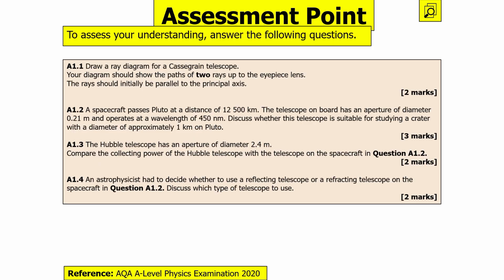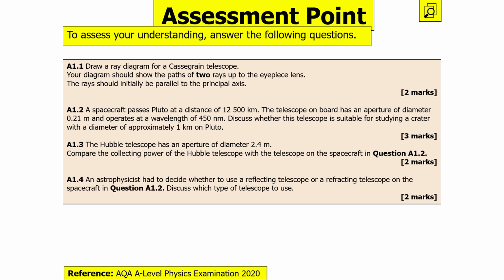The next question says, draw a ray diagram for a Cassegrain telescope. Your diagram should show the paths of 2 rays up to the eyepiece lens. A spacecraft passes Pluto at a distance of 12,500 kilometers. The telescope on board has an aperture of diameter 0.21 meters and operates at a wavelength of 450 nanometers. Discuss whether this telescope is suitable for studying a crater with diameter of approximately 1 kilometer on Pluto. Then the Hubble telescope has an aperture of diameter 2.4 meters.